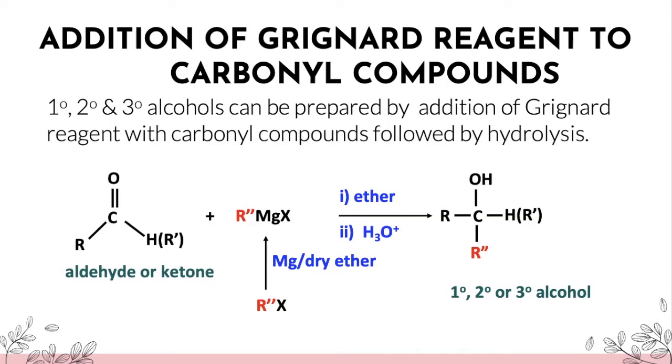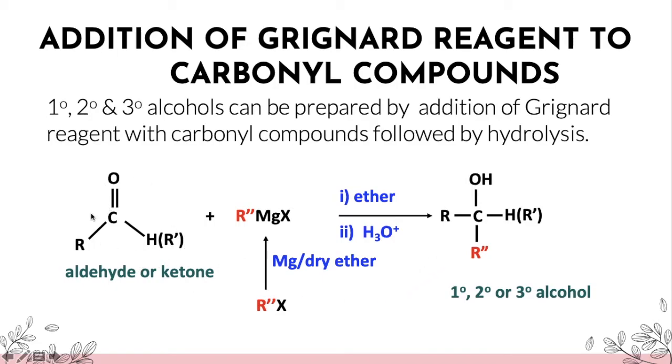Addition of Grignard reagent to carbonyl compounds. Primary, secondary, and tertiary alcohols can be prepared by addition of Grignard reagent with carbonyl compounds followed by hydrolysis. So basically, alcohols of different classes can be prepared if you use Grignard reagent with carbonyl compounds. This is the general equation.